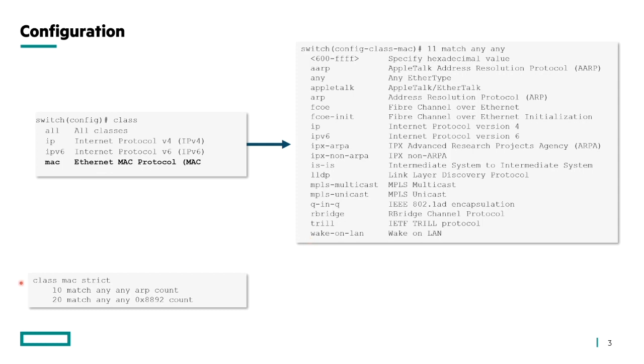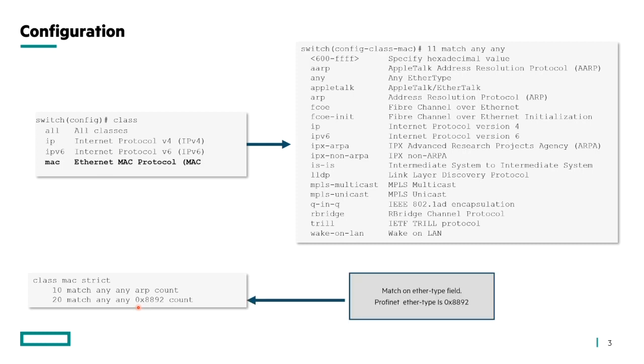And here's an example of a Mac classifier called strict, matching on any source, any destination, and the ARP ether type, and also on the Profinet protocol, which is 8892 in hex.